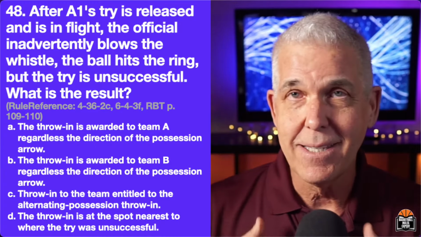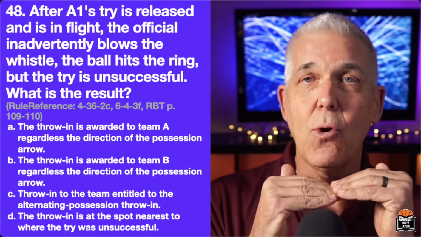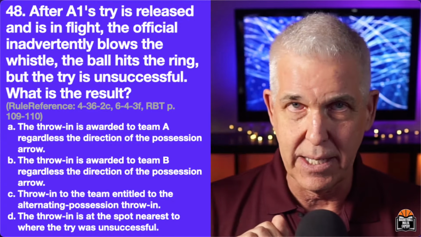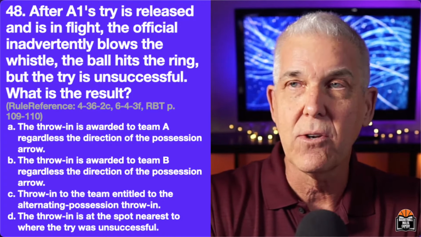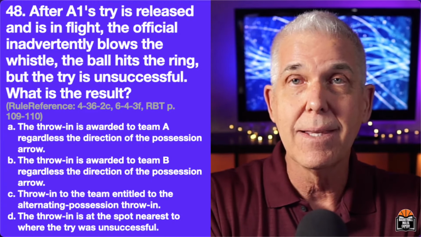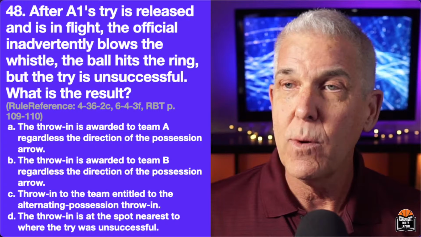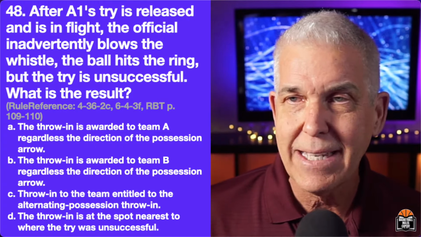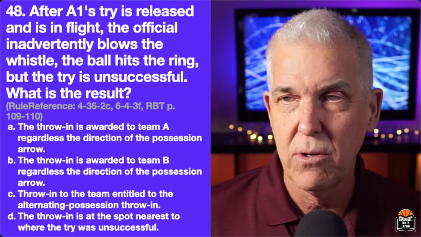When a try is released, there is no longer team control. It's defined by rule: team control ends when a try is released. Okay, so there's no team control. We have an inadvertent whistle. The try is unsuccessful. How are we going to resume the game? In this instance, we will use the alternating possession method. We will go to the arrow. The correct answer is C, throw-in to the team entitled to the alternating possession throw-in.